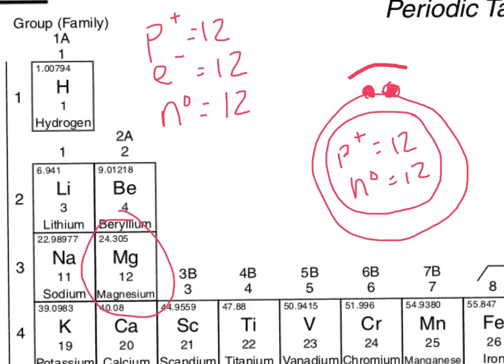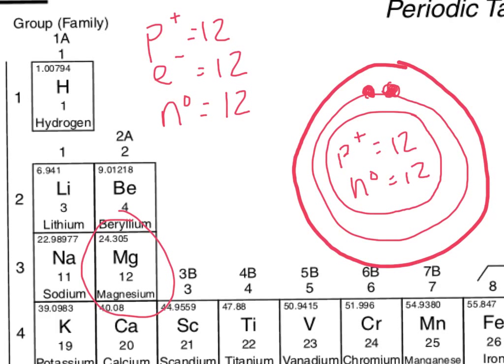And then I need another energy level. And how many electrons do I have left? I have 10 electrons left. So 2 electrons can fit on the first energy level, but 8 electrons can fit on the next energy level. So I'm going to draw 8. 2, 4, 6, 8.